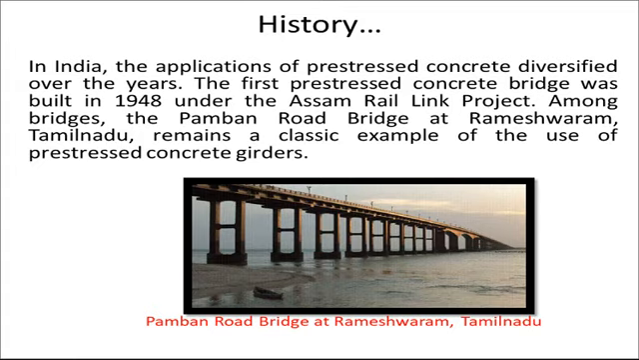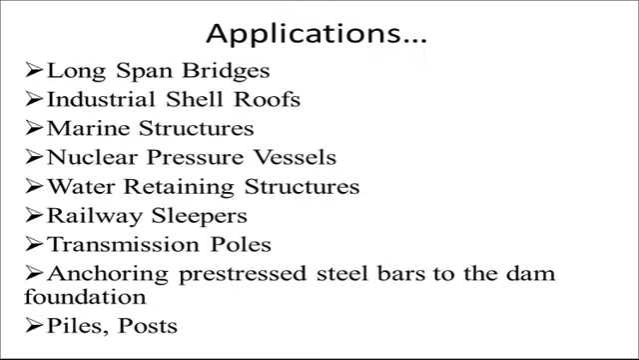If you see the history of work done in our country India, the application of prestressed concrete diversified over the years. The first prestressed concrete bridge was built in 1948, in Tamil Nadu, Rameshwaram. Now, if you see the brief applications of prestressed concrete: long span bridges, which is not possible in case of RCC, industrial shell roofs, marine structures, nuclear pressure vessels, water retaining structures, railway sleepers, transmission poles, anchoring prestressed steel bar to the dam foundation, piles and posts. This is the huge application of prestressed concrete. Definitely at small span it is not economical, but for long span it is the best alternative to RCC.